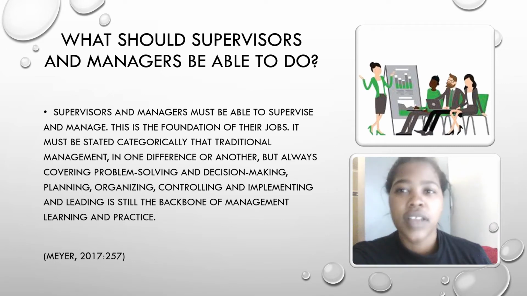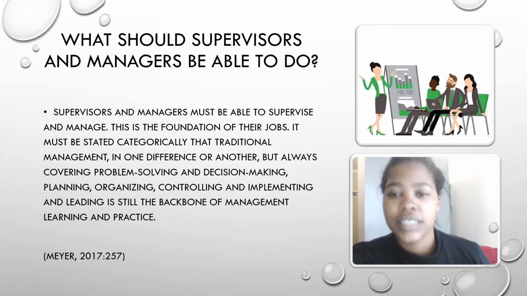What should supervisors and managers be able to do? Supervisors and managers must be able to supervise and manage. This is a cornerstone of their jobs. It must be stated categorically that traditional management, in one variation or another, but always containing problem solving and decision making, planning, organizing, controlling, implementing, and leading is still the backbone of management learning and practice.